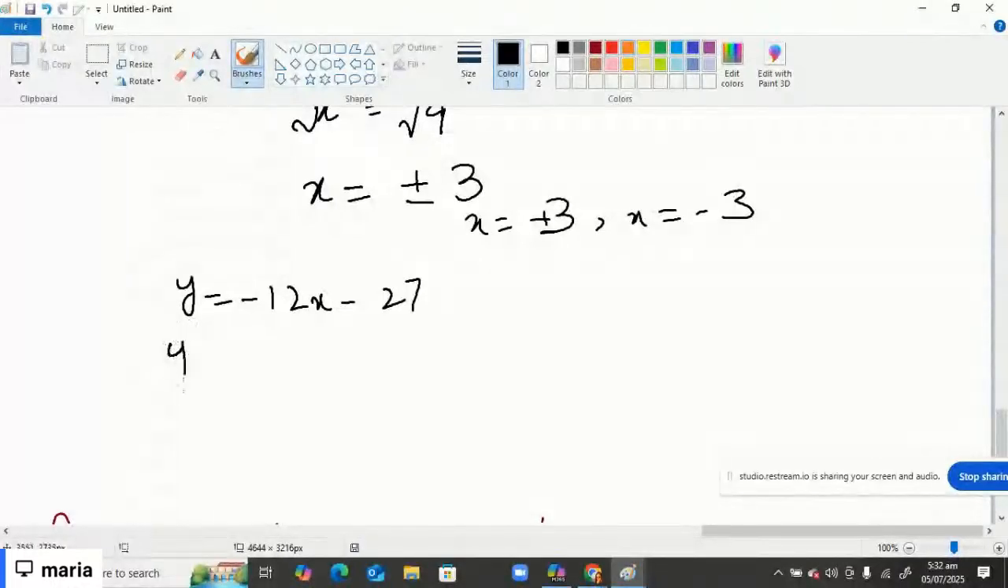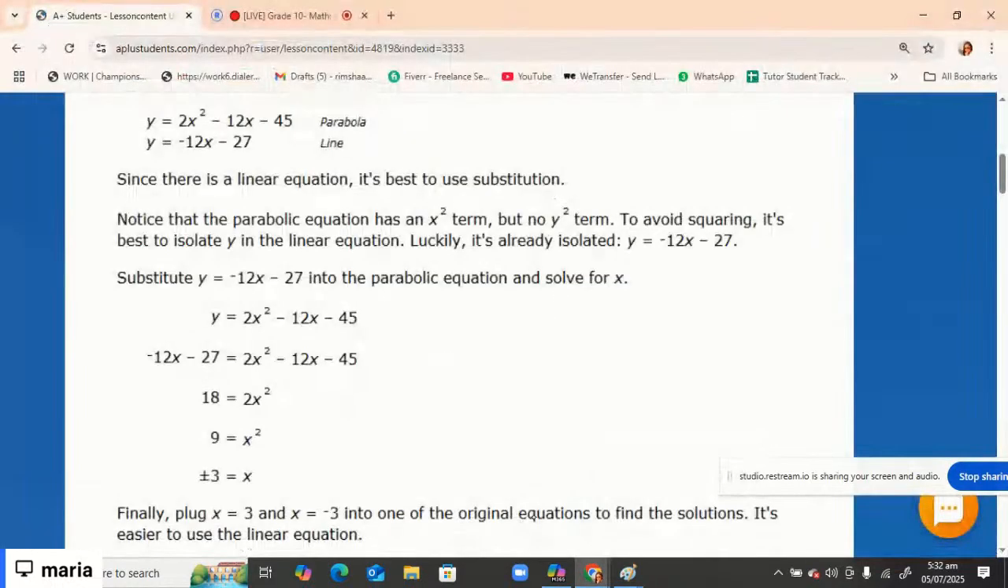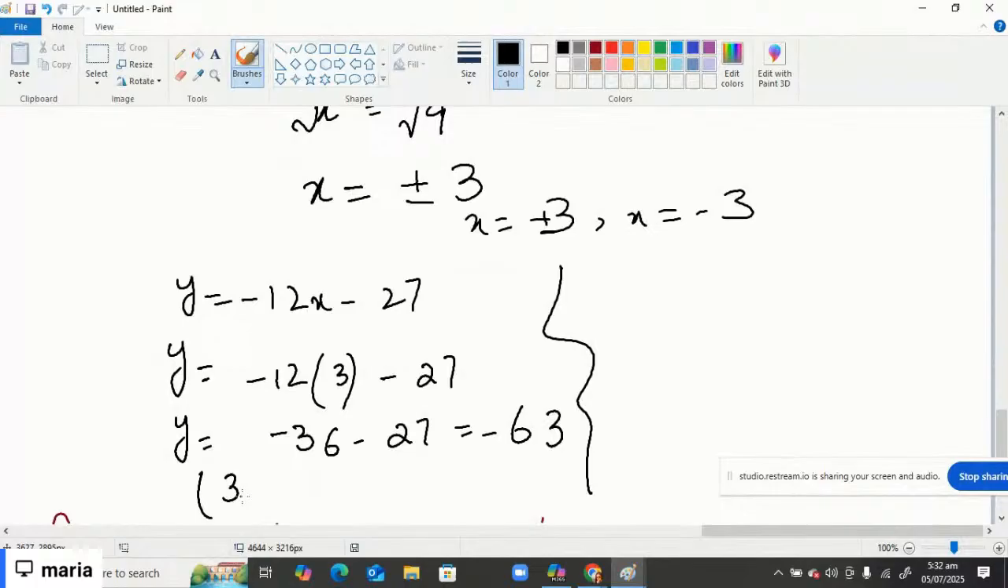So first we put plus 3. Y is equals to minus 12 into 3 minus 27. That becomes minus 36 minus 27. Add up: minus 63 with negative sign, because 36 plus 27 is 63. Both are negative signs, so these both are added. Okay, just write the value of x. X is 3, so your y is minus 63. This is the first combination.